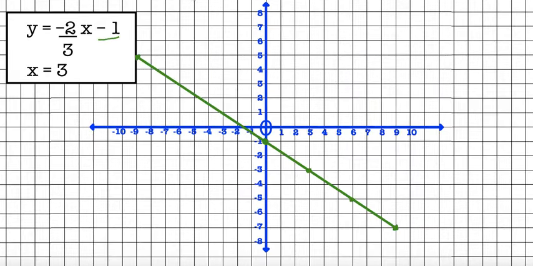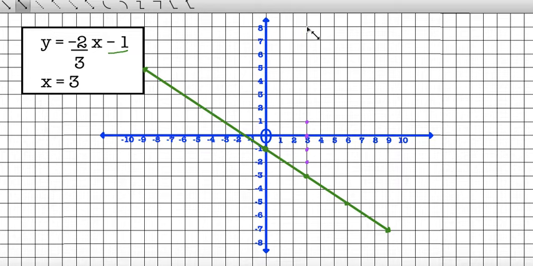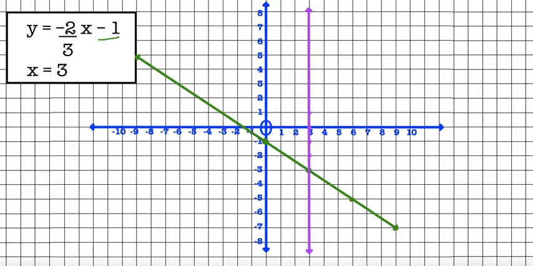Now we have x is equal to 3, and whenever we see an equation like this, we know that it's a vertical line. At x equals 3, our x value is always equal to 3 at any point that lies on this vertical line. Our solution here is where these two lines intersect, and they intersect right here at 3, negative 3. So our solution here is one solution, and it's 3, negative 3.